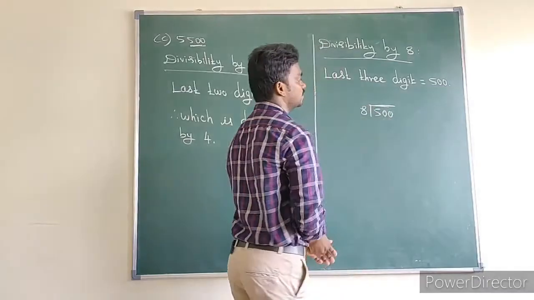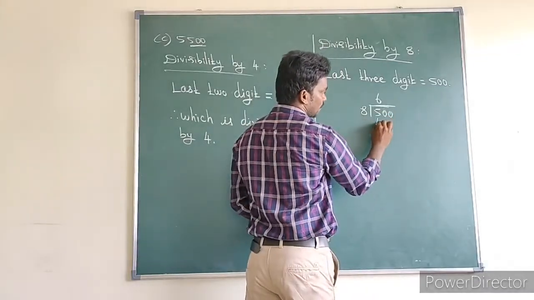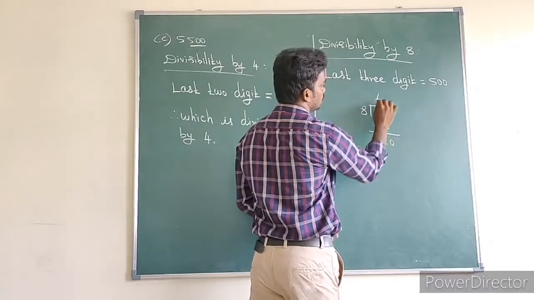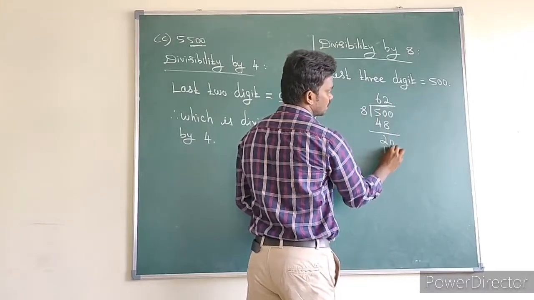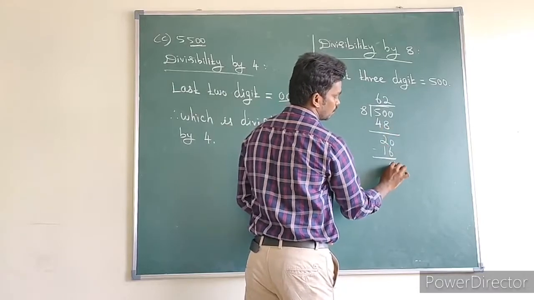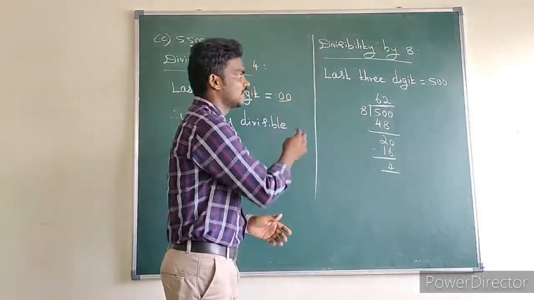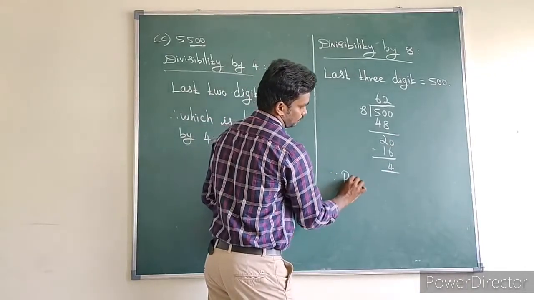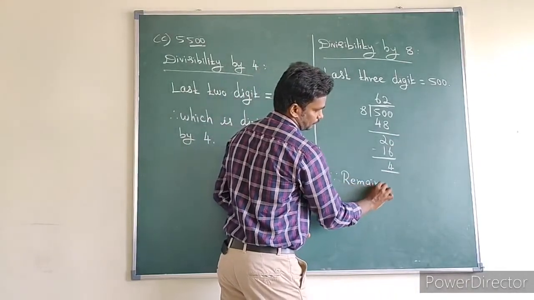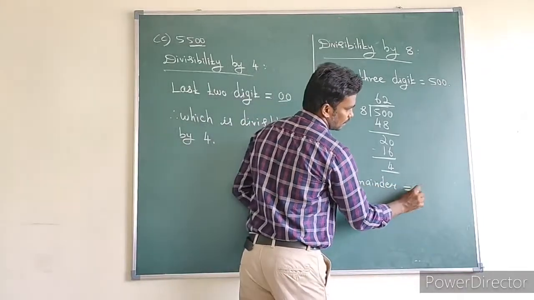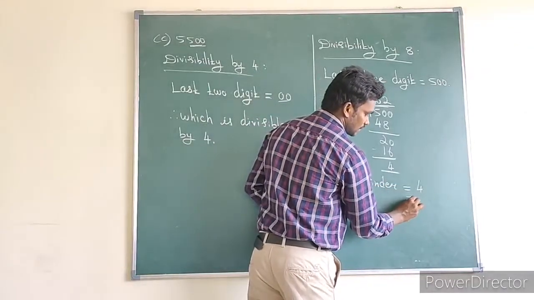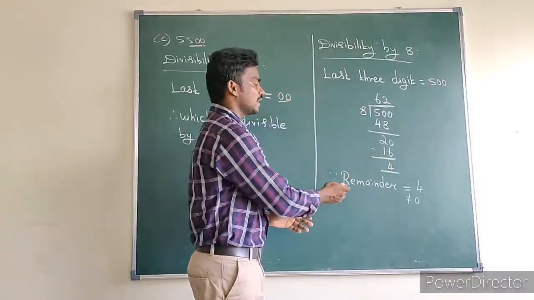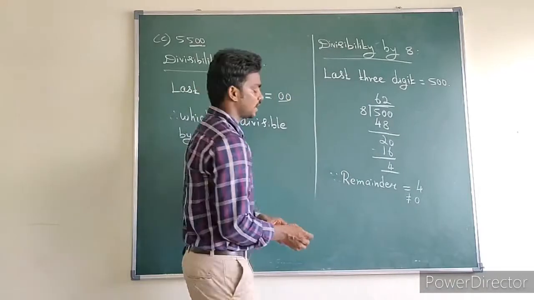How many 8s in 50? 6 eights are 48. What is the remaining value? 2 0. So 2 eights are 16. What is the remaining value? 4. So remaining 4 means it is not divisible by 8, since the remainder equals 4, which is not equal to 0. Remaining 0 means it is divisible by 8. A remaining value other than 0 means it is not divisible by 8.